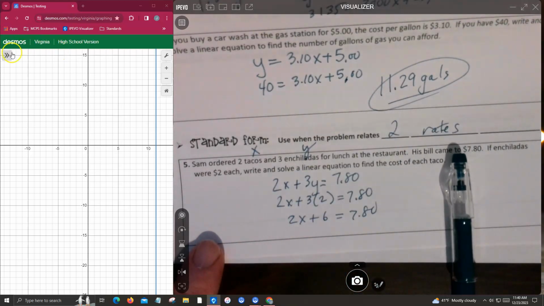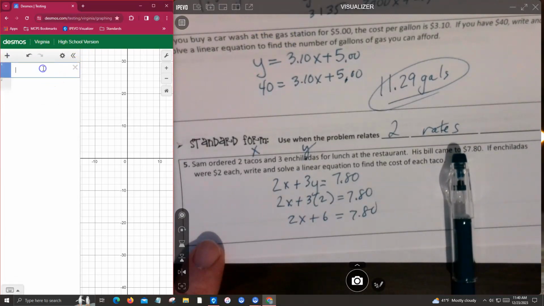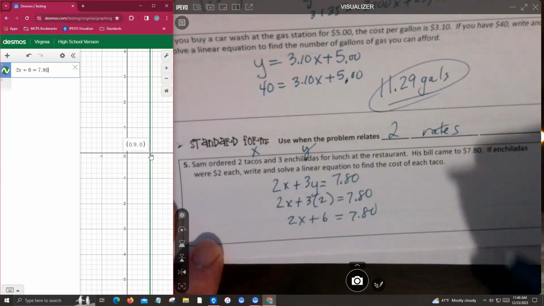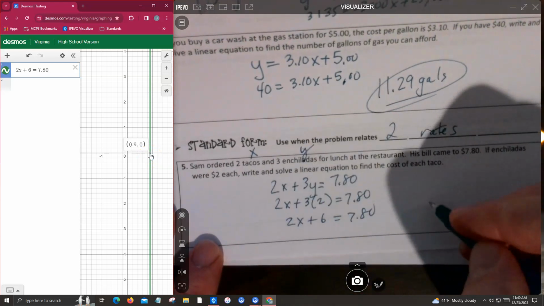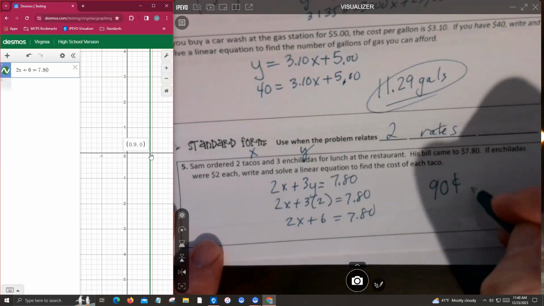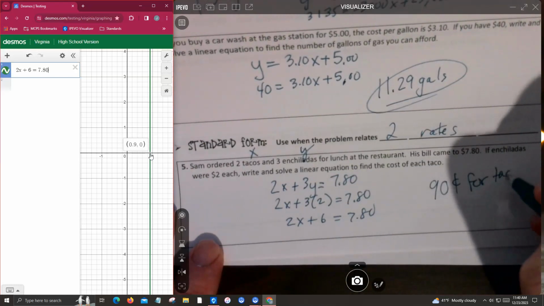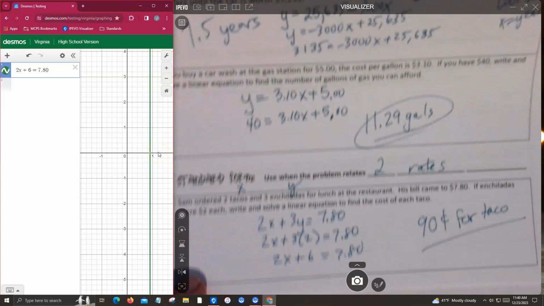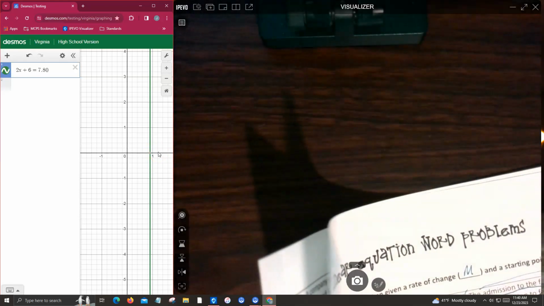I'm going to go over here to Desmos to help me out. I'm going to type in what I got here because I don't feel like solving this myself. $7.80. And it looks like, if I zoom in close enough here, it looks like 0.9, which means that the tacos were 90 cents each. That's it. All right, let's go on to the next question.